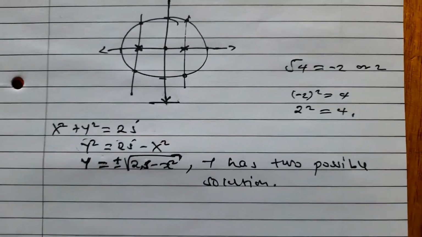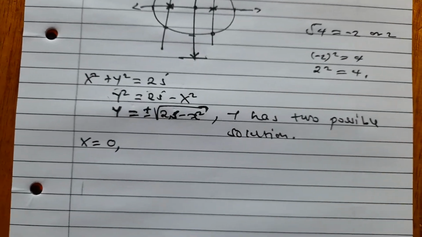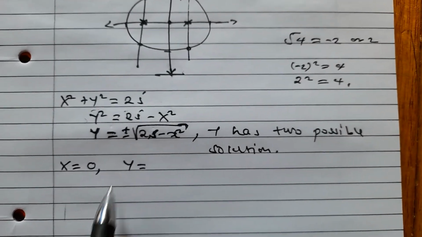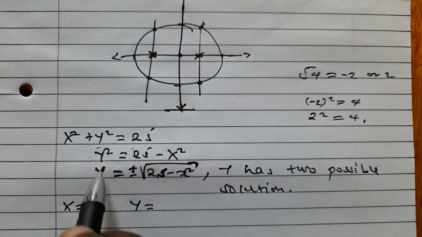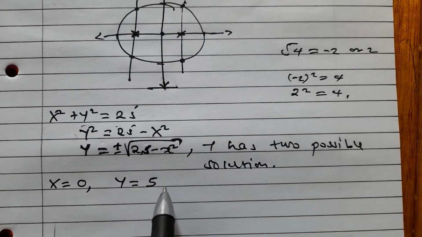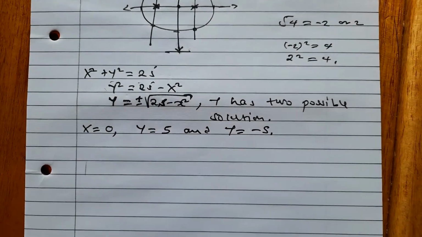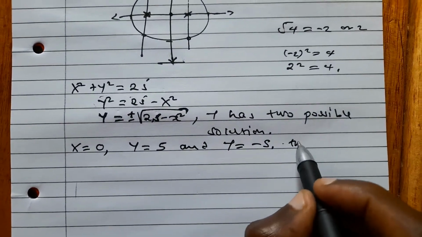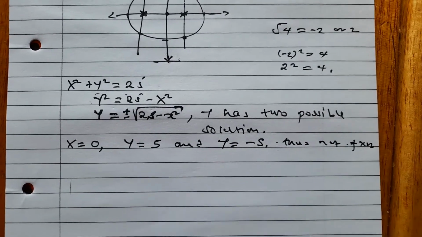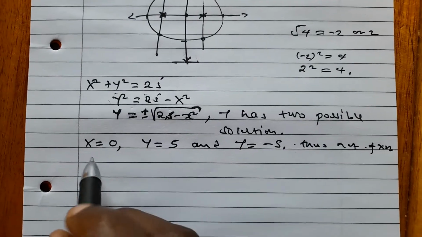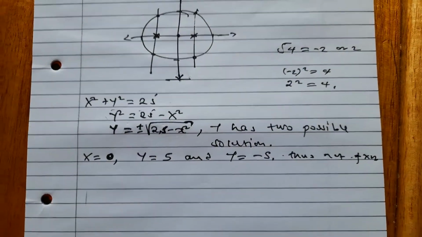Suppose I plug in x equal to 0 in the equation. I'll be having y equal to, I substitute 0, root 25. For the positive, it will be 5. And I will also be having y equal to negative 5. So thus, it's not a function. Why? Because an input x doesn't give us one output.